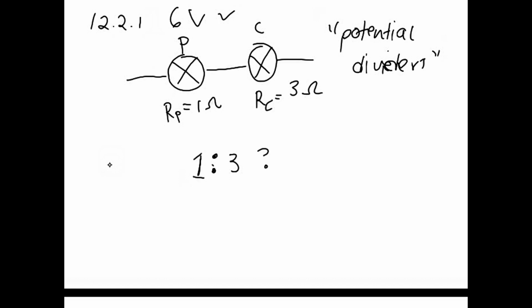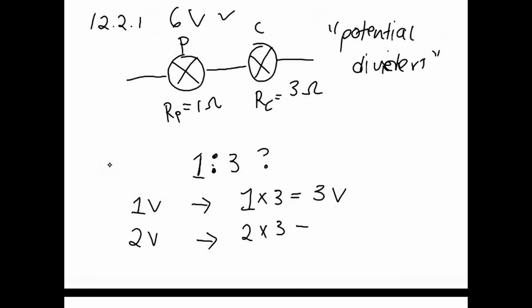This means that if light bulb P has a potential difference of 1 volt, light bulb C will have a potential difference of 1 multiplied by 3, meaning 3 volts. If light bulb P has a potential difference of 2 V, light bulb C will have 2 multiplied by 3, which is 6 volts. So that's what I mean when I say they divide the potential difference proportionally, right?